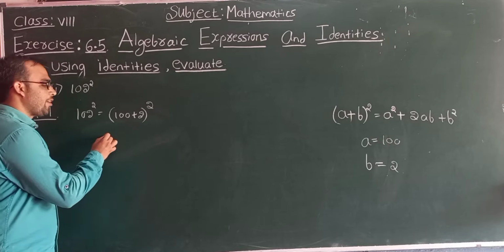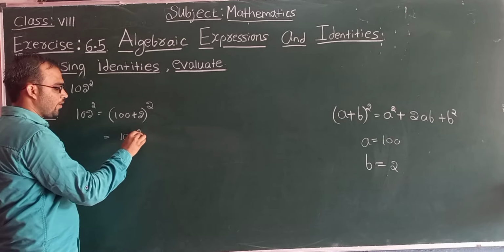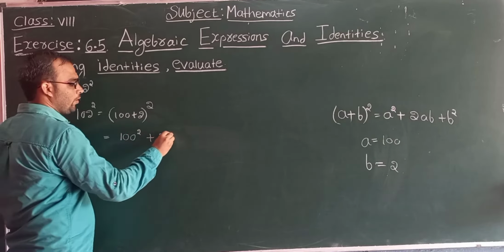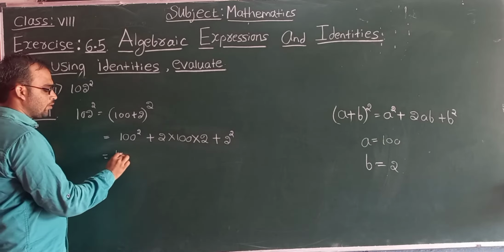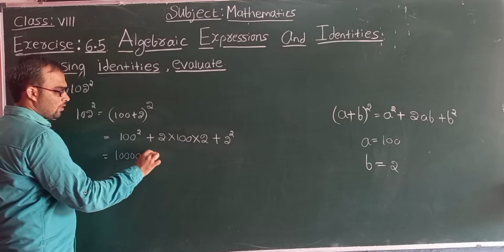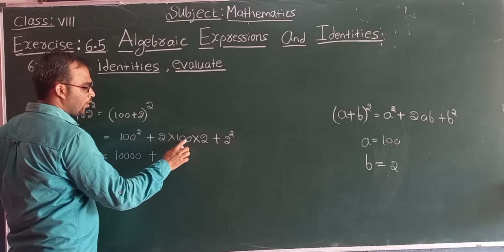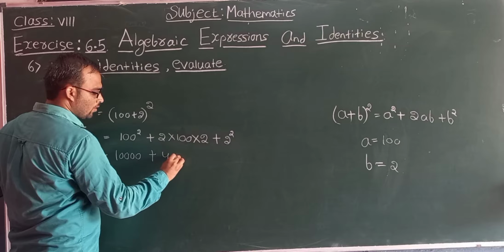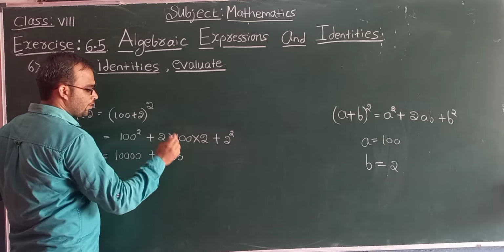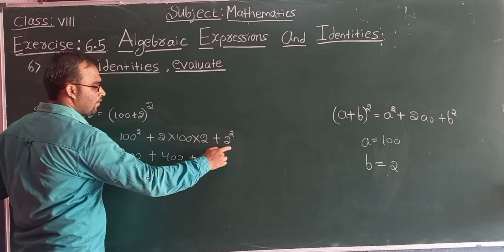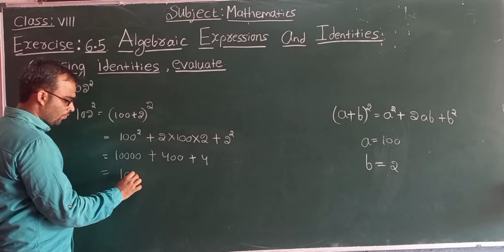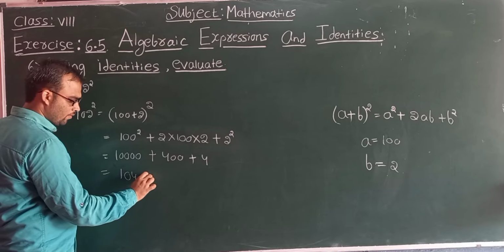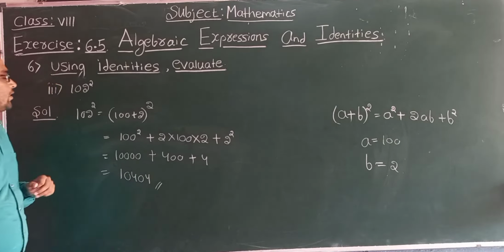According to the formula, a square, that is 100 square, plus 2 into a, that is 100, into b, that is 2, plus b square. Now 100 square is 10,000, plus 2 into 100 is 200, 200 into 2 is 400, or you can say 2 twos are 4, 4 into 100 is 400, plus 2 twos are 4. Now when you add all these, you are getting 10,404. That will be the answer for this question.